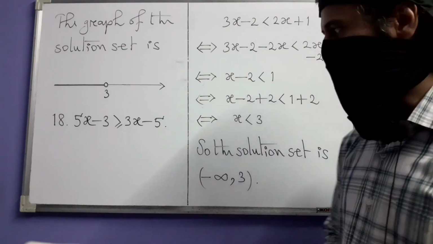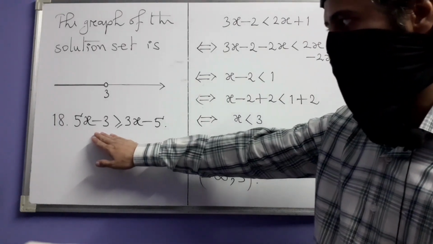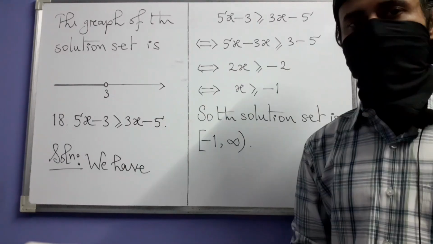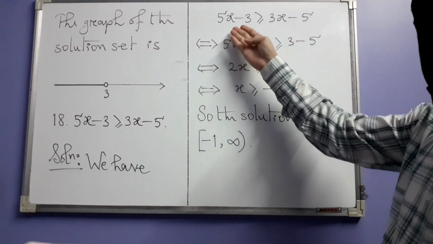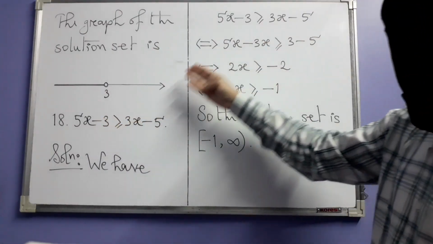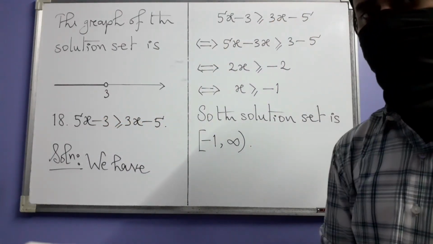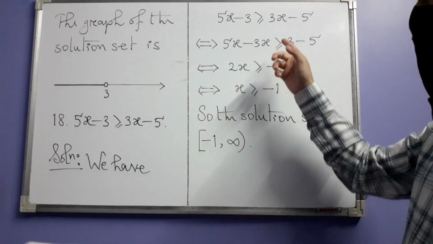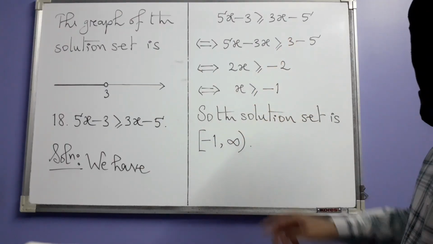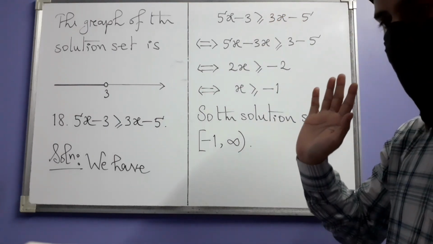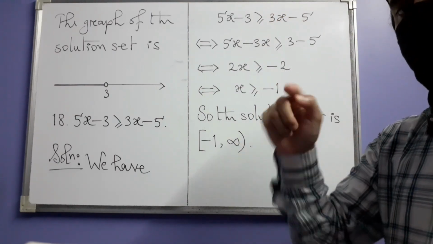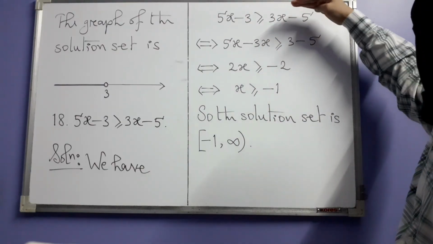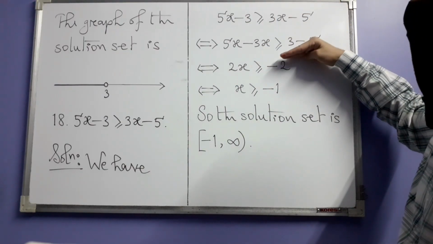Next we have number 18, where the inequality is this: 5x minus 3 is greater than or equal to 3x minus 5. So in the solution we consider the inequality, we write it first. 5x minus 3 is greater than or equal to 3x minus 5. And here we are not going to supply that many steps. You can already see what we did. We subtracted 3x from both sides, and simultaneously we also added 3 to both sides. Those two things lead to this.